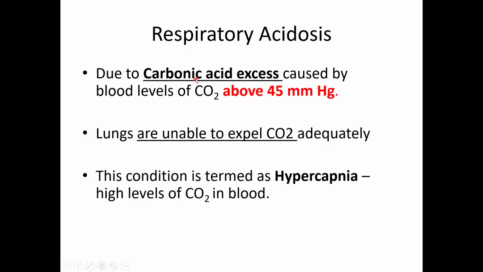Why is it respiratory acidosis? Because it is due to the formation of carbonic acid. Carbonic acid is formed always with the help of carbon dioxide. So if the carbon dioxide level increases, carbonic acid concentration increases, and this will lead to respiratory acidosis. Because the cause is respiratory, due to carbon dioxide, it is said to be respiratory acidosis. In this condition, the lungs are unable to expel carbon dioxide adequately. This condition is known as hypercapnia, that is, high levels of carbon dioxide in the blood.